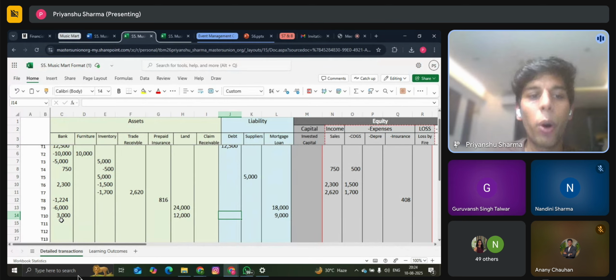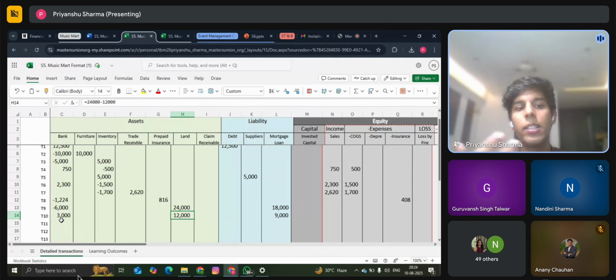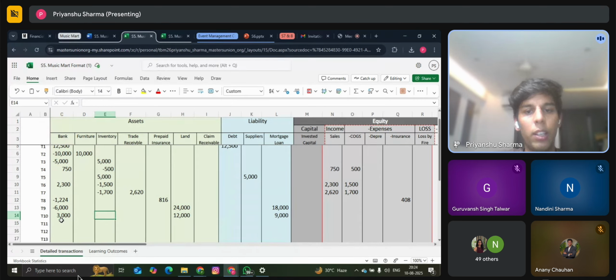So for example, in tomorrow's exam this transaction could come up, where let's say you had two plots of land worth 24,000, and someone bought let's say 10,000 worth of land. Here what we would do is 24,000 minus 10,000, so 14,000 worth of land would be recorded on our side, and the remaining adjustment would go to cash and so on. I hope that clears it up.